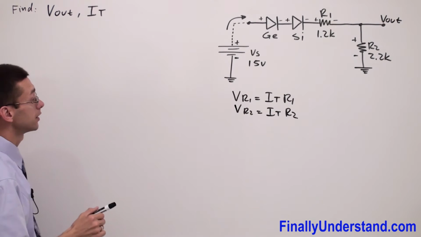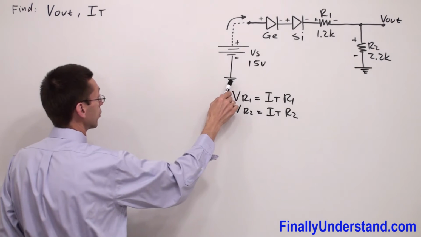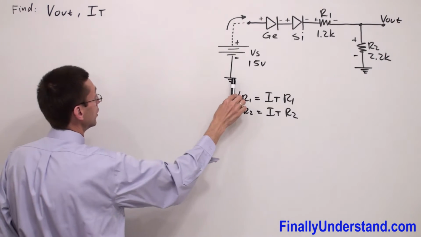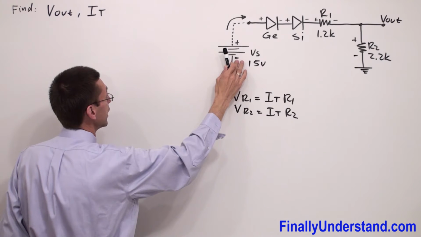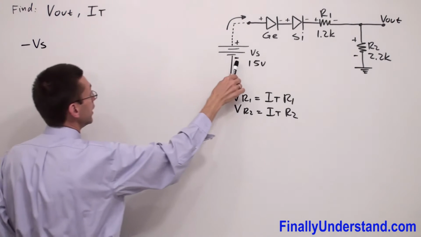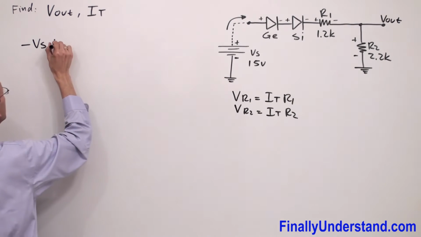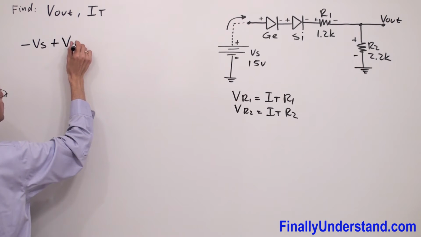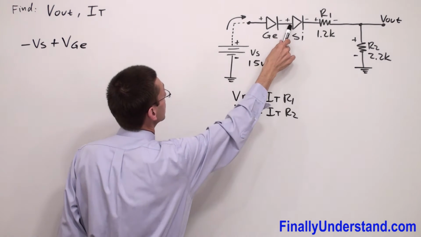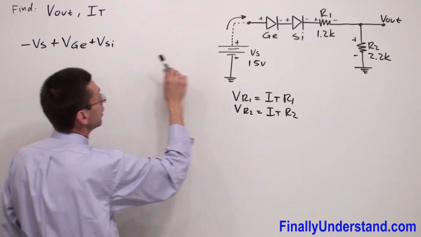Now we can say that we are ready to write the KVL equation for this circuit. I'm going to start from ground and go clockwise. So what I have first, I'm going from this point, I'm seeing a negative sign, right? And I'm supposed to write negative voltage source because I have the negative terminal of the voltage source. Now keep going, plus V of the germanium diode, plus V of the silicon diode.